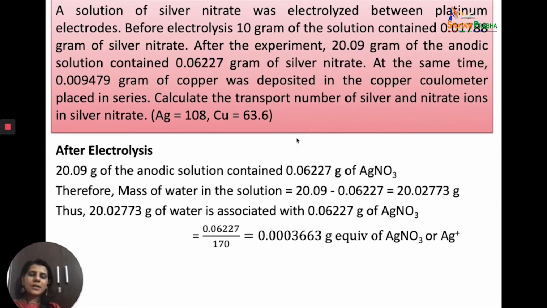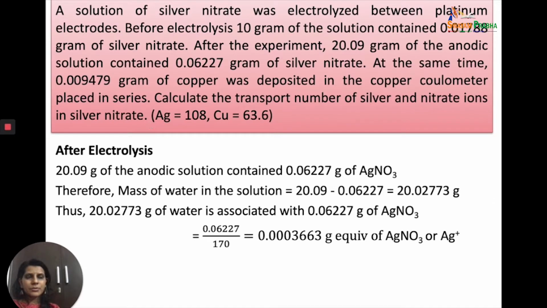Now this is the numerical that I was talking about. This is on Hittorf's method. A solution of silver nitrate was electrolyzed between platinum electrodes. Before electrolysis, 10 grams of the solution contained 0.01788 gram of silver nitrate. After the experiment, 20.09 gram of the anodic solution contained 0.06227 gram of silver nitrate. At the same time, 0.009479 grams of copper was deposited in the copper coulometer placed in series. Calculate the transport number of silver and nitrate ions in silver nitrate.